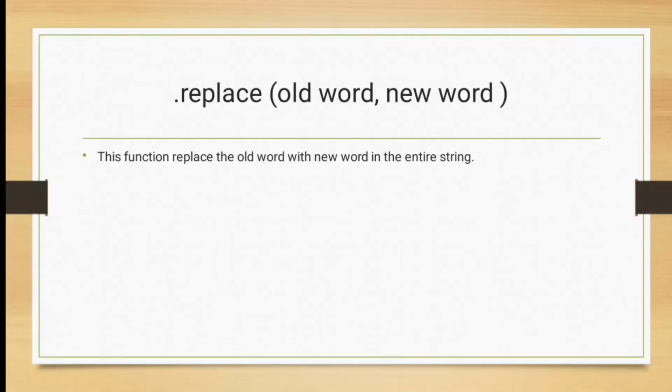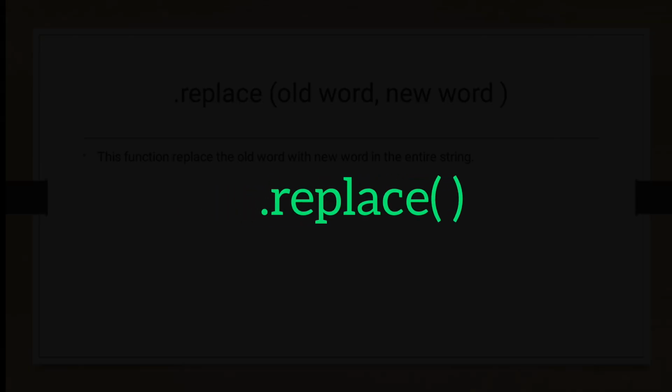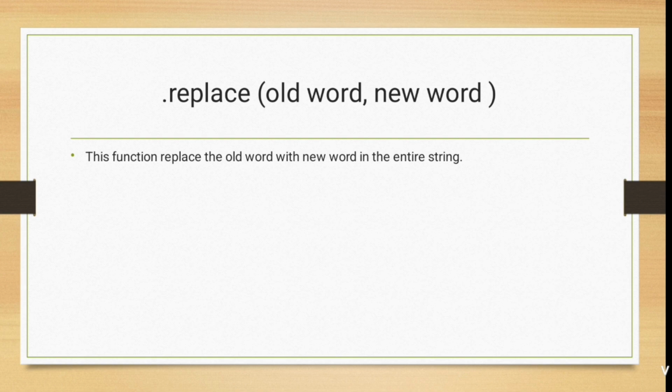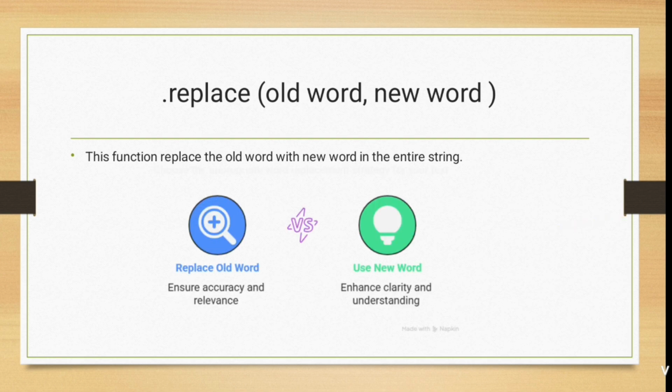The next one is replace. Old word to new word. Let's see the definition first. This function replaces the old word with the new word in the entire string. Let's see. This is the visual representation. It will convert the old word to a new word.